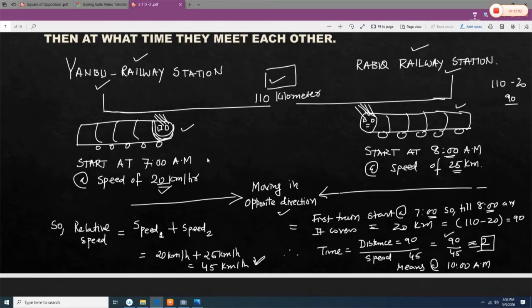this train is going to start. After 2 hours, means at 10 a.m., they will cross each other or they will meet each other.